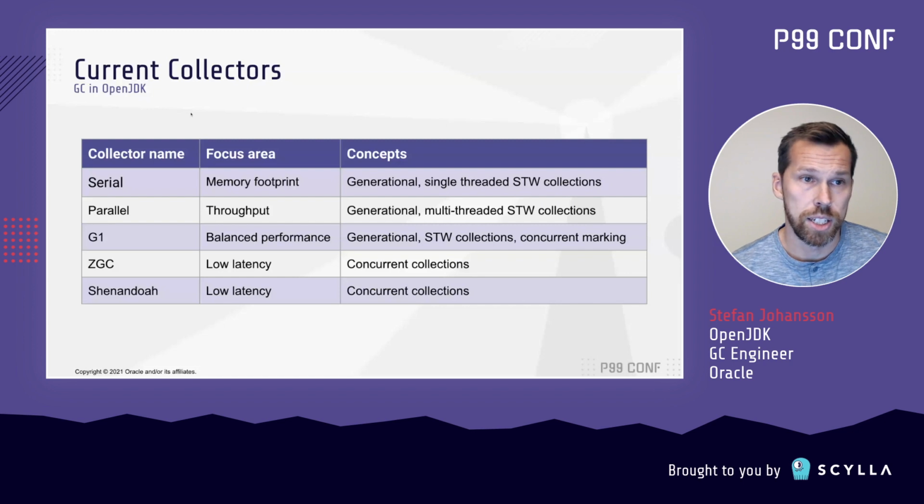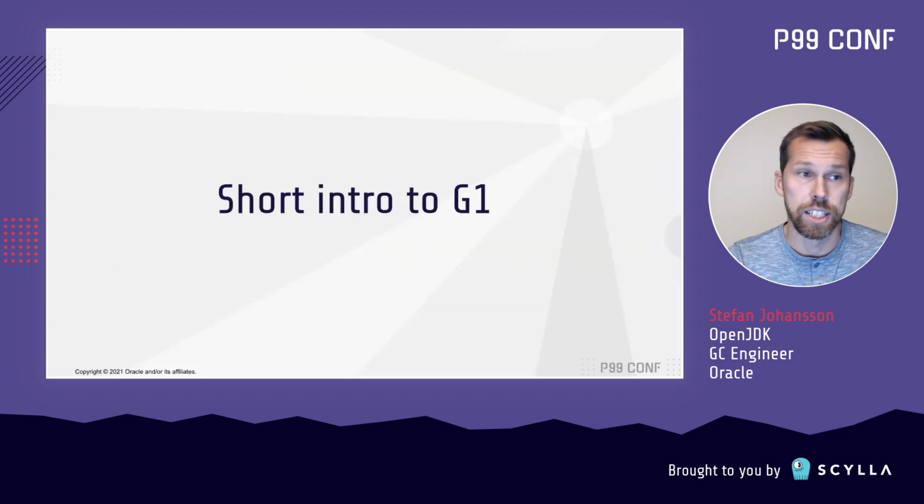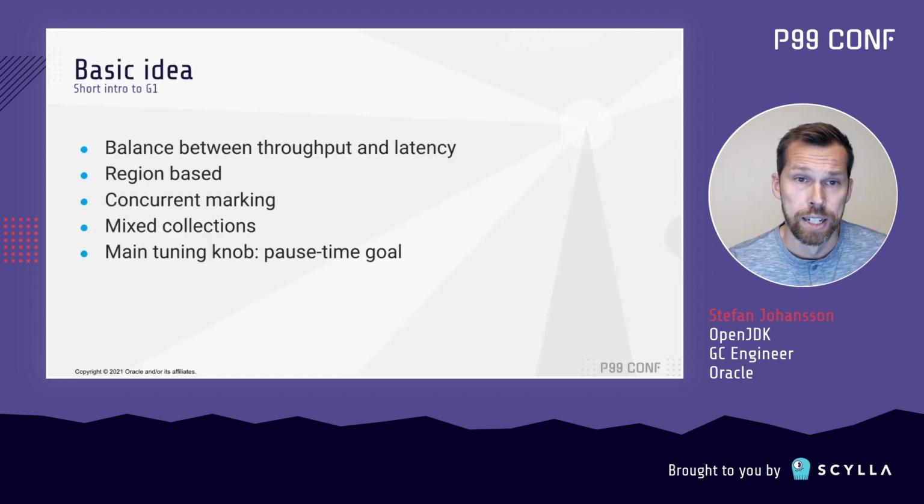And now let's take a closer look at G1. So as I mentioned, the basic idea here with G1 is to have a balance between latency and throughput. And the 2 main attributes to achieve this is that G1 is region-based. This means that G1 divides the heap into a fixed amount of regions with a fixed size. These regions then belong either to the young generation or to the old generation.